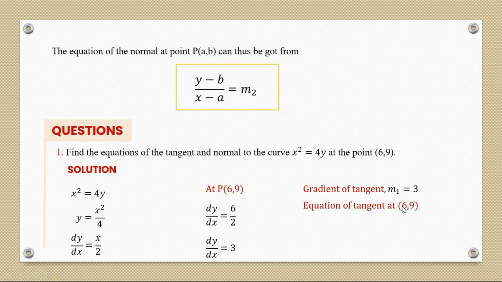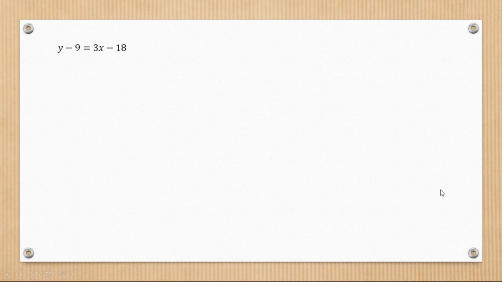So the equation of the tangent at point (6, 9) is got from (y - 9)/(x - 6) being equal to this 3. And then if we cross multiply, we'll have y - 9 being equal to 3x - 18, of which if I make y the subject, y shall be equal to 3x - 18 + 9, which gives y equal to 3x - 9. Now that is the equation of the tangent.